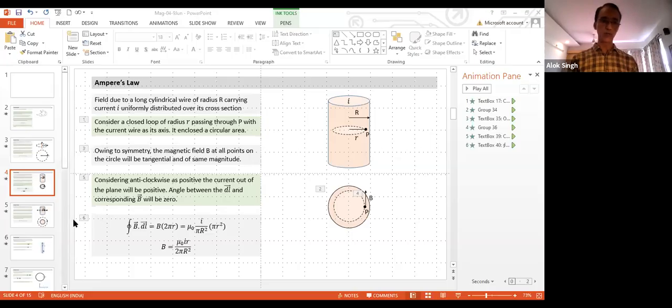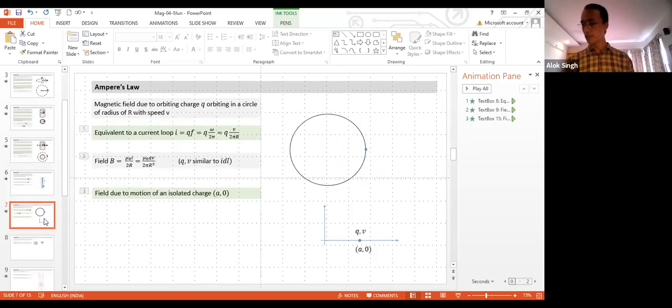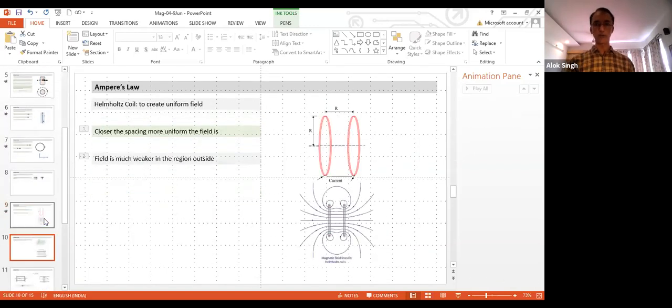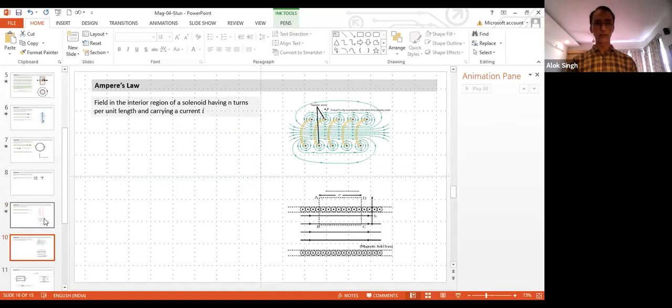I hope you understood what a solenoid is. A solenoid is a tightly wound current carrying wire on a cylinder. So what would it look like? This is what it looks like in the figure. The top one is a 3-dimensional figure, and this is a sectional view.